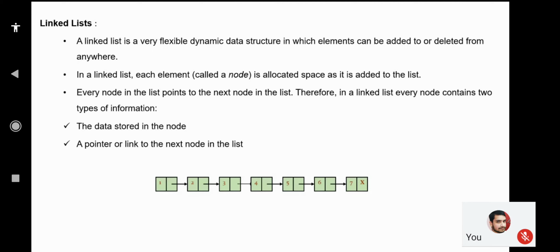Suppose the integer array 5, 6, 1, 9, 15 and so on. Here let's assume that the address of the 0th element, so this is the 0th element, this is the first element, second, third, fourth and so on. Let's assume that the address of the 0th element is 1000. Now can you say what will be the address of the next element?